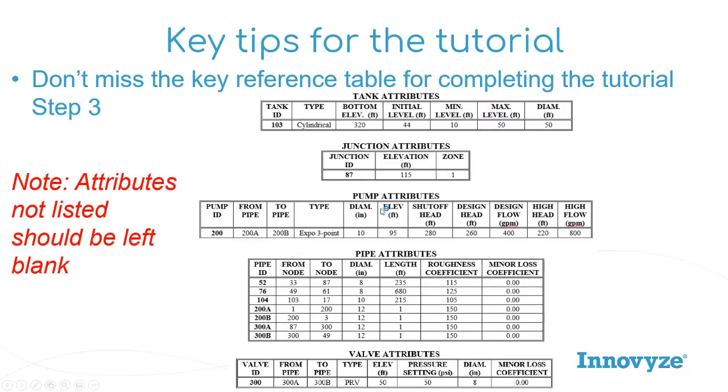And then at the start of step 3, there are tables. These are the attributes that we will use for the elements that do get added to the model. And note, if there's any attributes that are not listed here that show up in the model, we'll just be leaving those blank. They're not required.